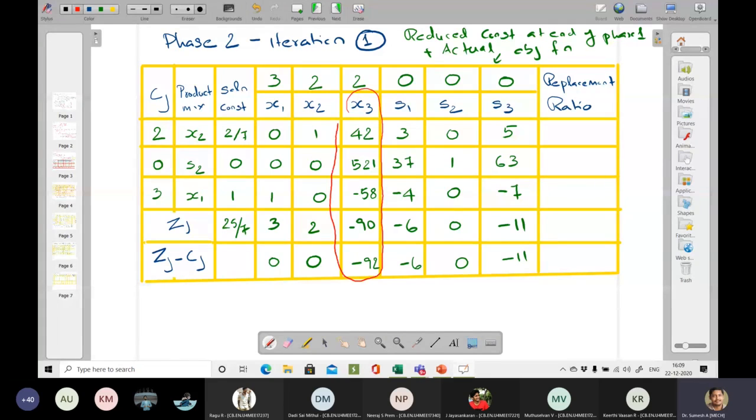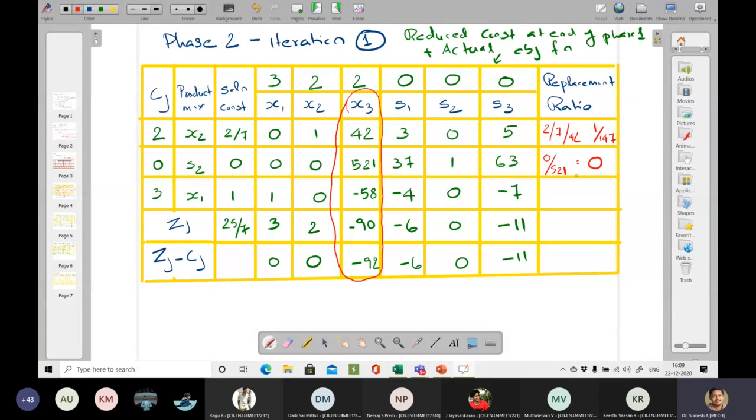Okay, so now calculate the replacement ratio. So the replacement ratio will be 2 by 7 by 42. Likewise, you can calculate. That will become 1 by 147, so 1 by 147. Then 0 by 521, so that is 0. The next is minus 1 by 58.